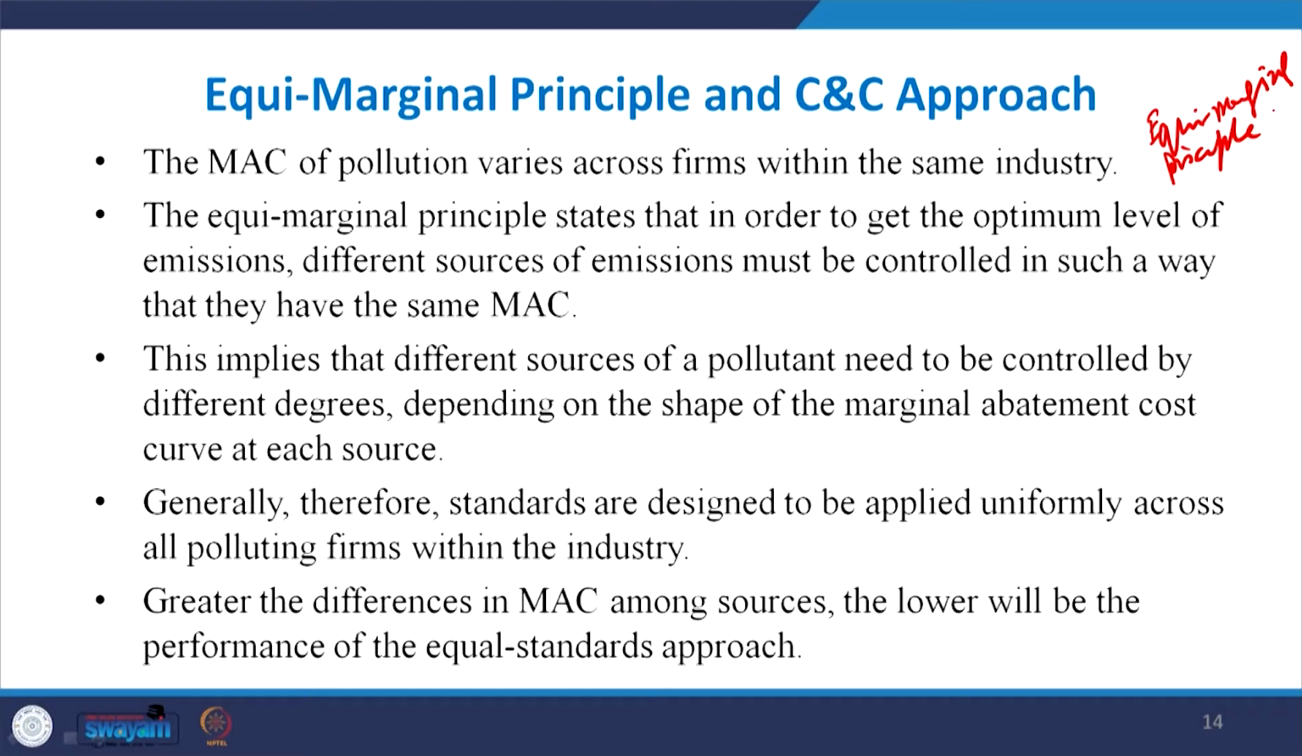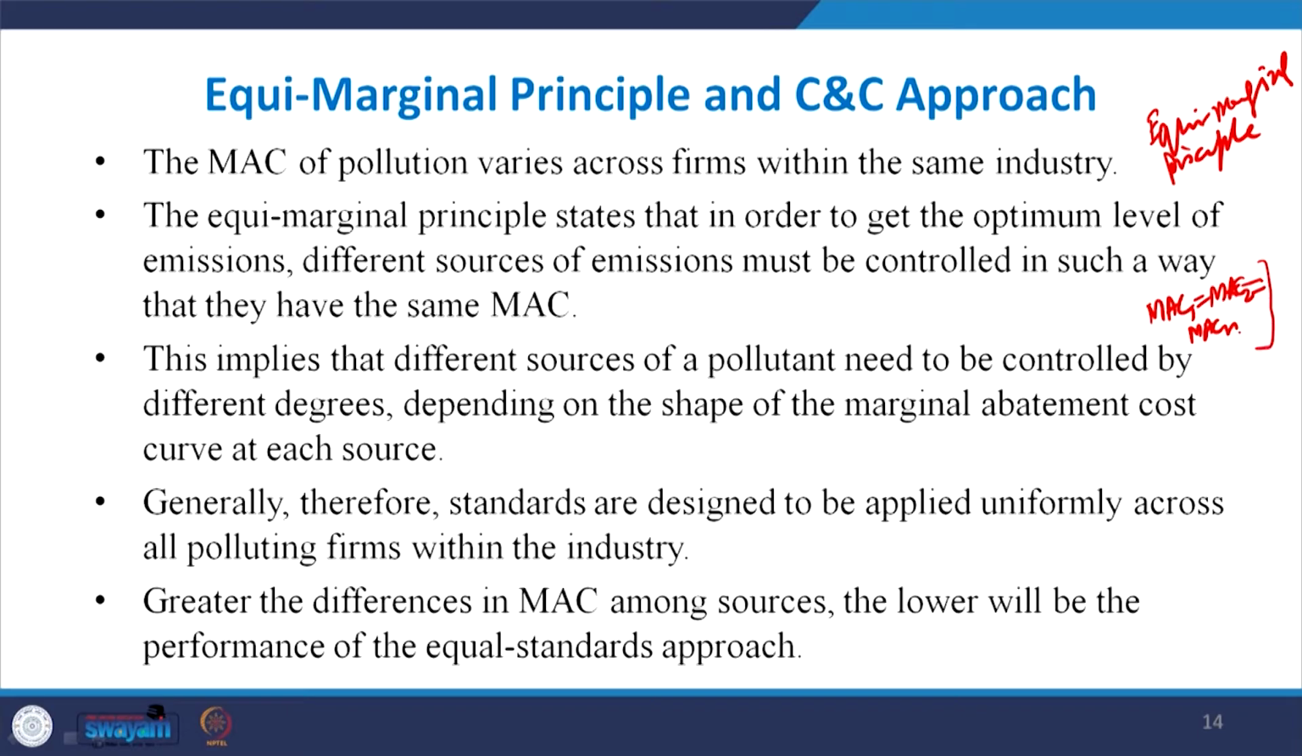The equi-marginal principle states that in order to get the optimum level of emissions, different sources of emission must be controlled in such a way that they have the same marginal abatement cost. So, if there are n companies, then the marginal abatement cost of one company should be equal to the marginal abatement cost of the second company, up to the marginal abatement cost of the nth company. This is called the equi-marginal principle.